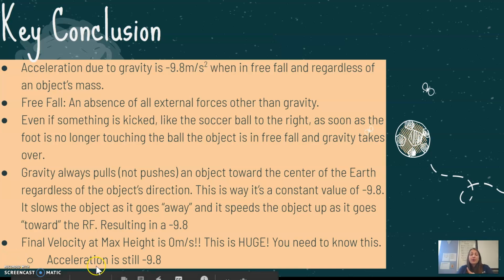But do remember that acceleration is still negative 9.8 because although you're 0 in that moment, acceleration is still a change in velocity. So y2 minus y1 over x2 minus x1 for your velocity graph. So 0 isn't y2 and y1, it's only a singular point. So acceleration is still negative 9.8. Gravity doesn't care that you're at the peak. It's still going to pull you downwards at the same rate. And that is a very typical AP question right there.